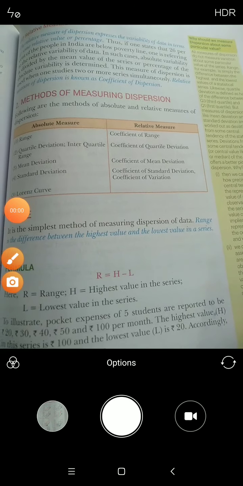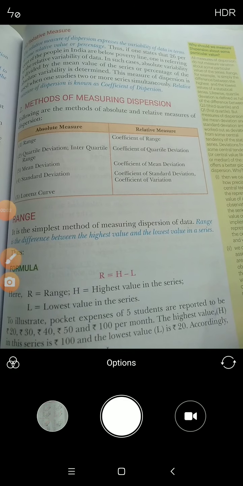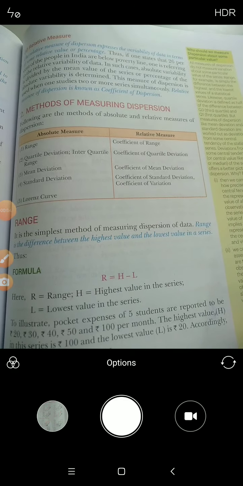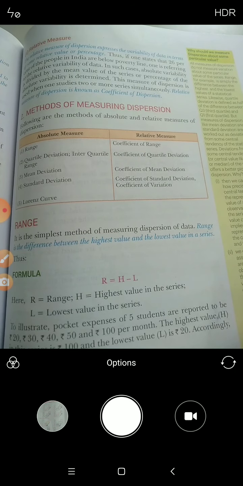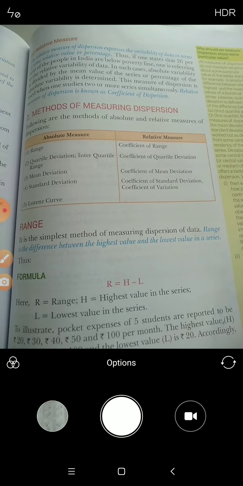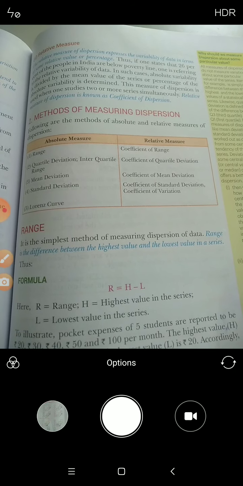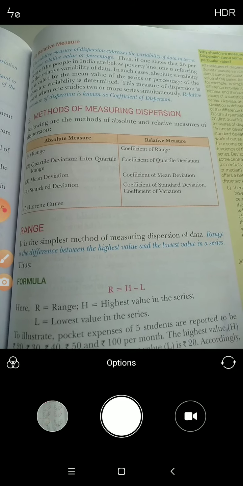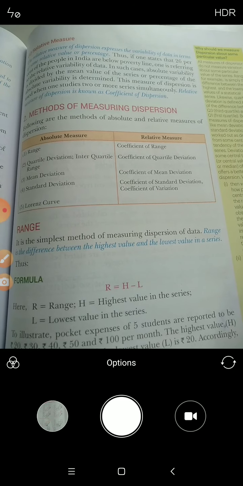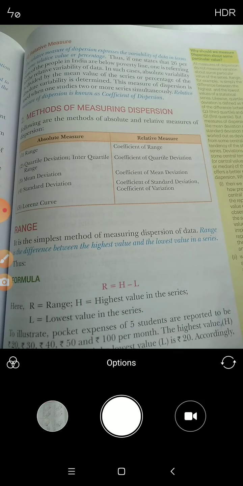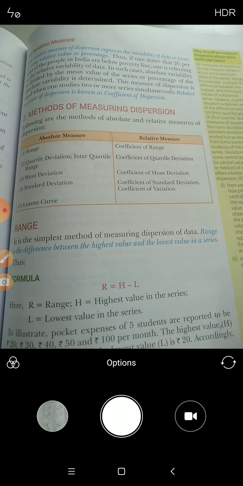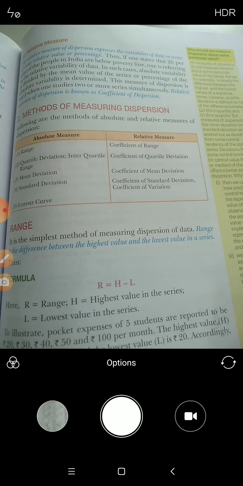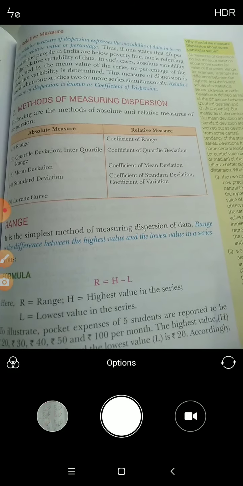Morning, students. As we have started with the measures of dispersion, we have discussed the methods of measuring dispersion. We have discussed the 5 methods, that is range, quartile deviation, mean deviation, standard deviation and Lorenz curve. But the first 3 methods are omitted from our syllabus. So we will be discussing standard deviation and Lorenz curve.